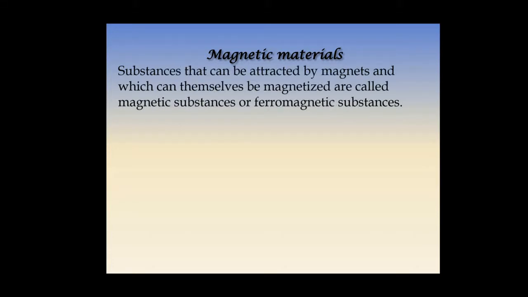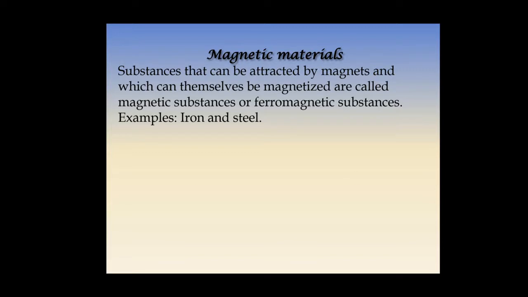Our today's topic is about magnetic and non-magnetic materials. Look at here about the magnetic materials. Substances that can be attracted by magnets and which can themselves be magnetized are called magnetic substances or ferromagnetic substances. Look at the examples. The most common examples are iron and steel. Cobalt and nickel also are called magnetic materials because they are also attracted by magnets.